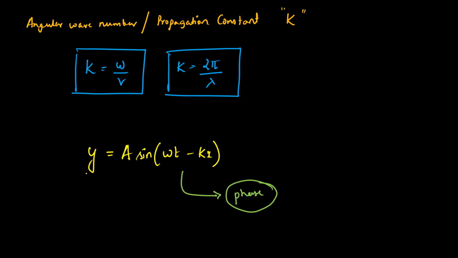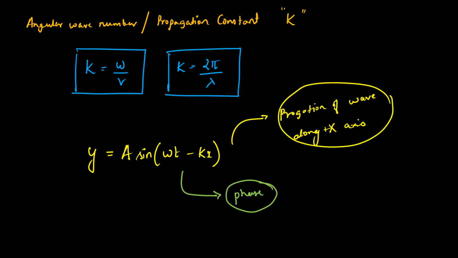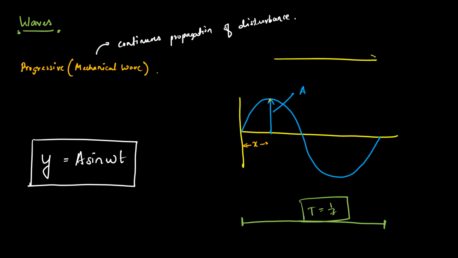for your x-axis, or let me write down over here, minus kx is there. So this is your propagation. I will write down, this is the propagation of wave along the x-axis, or positive x-axis, if it is going this way.